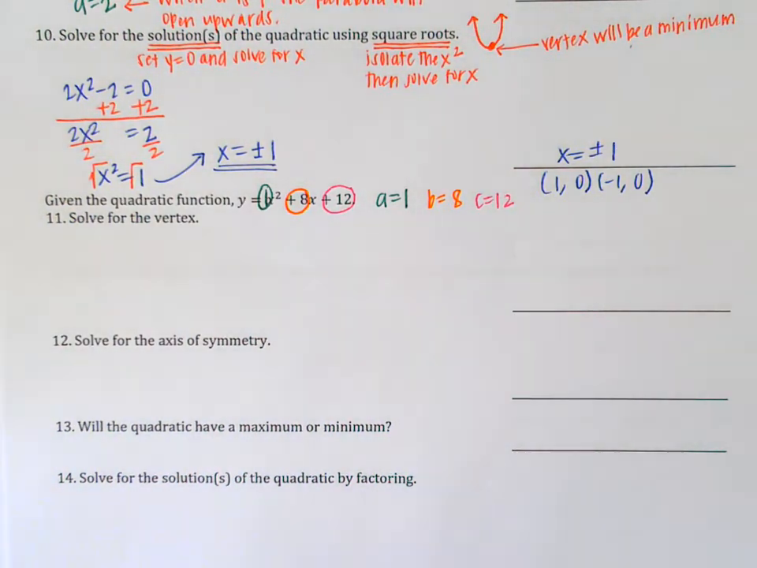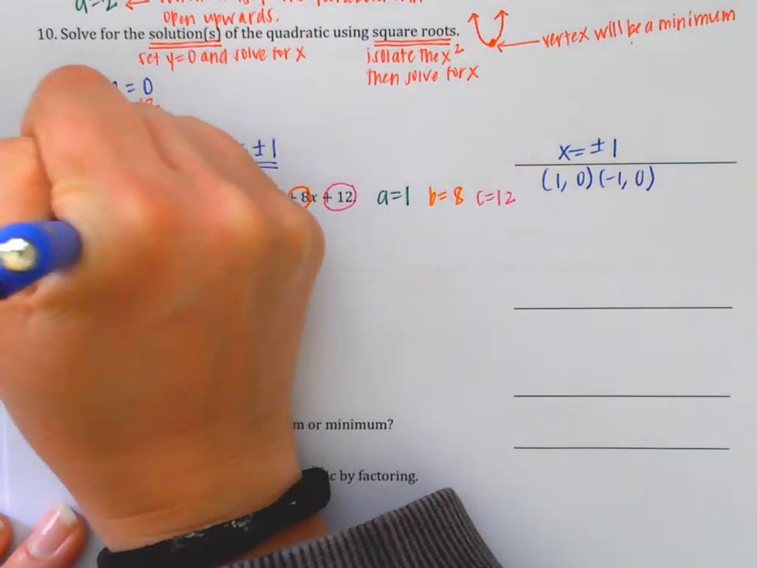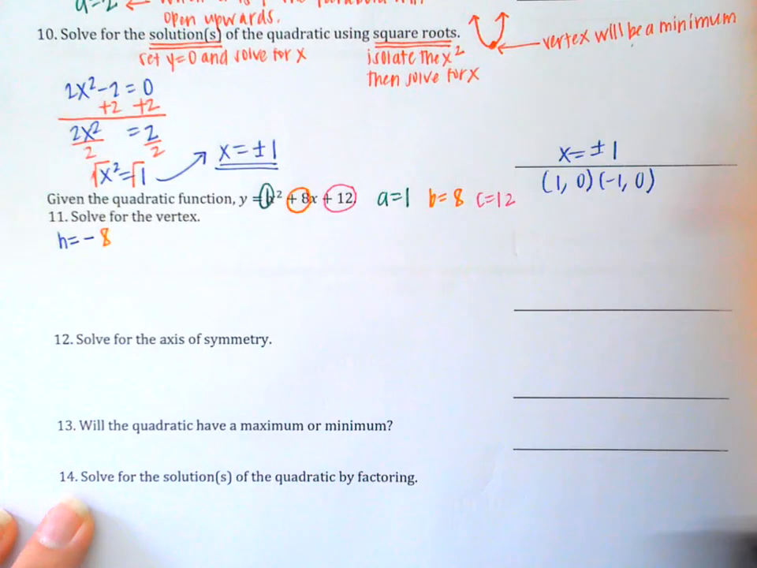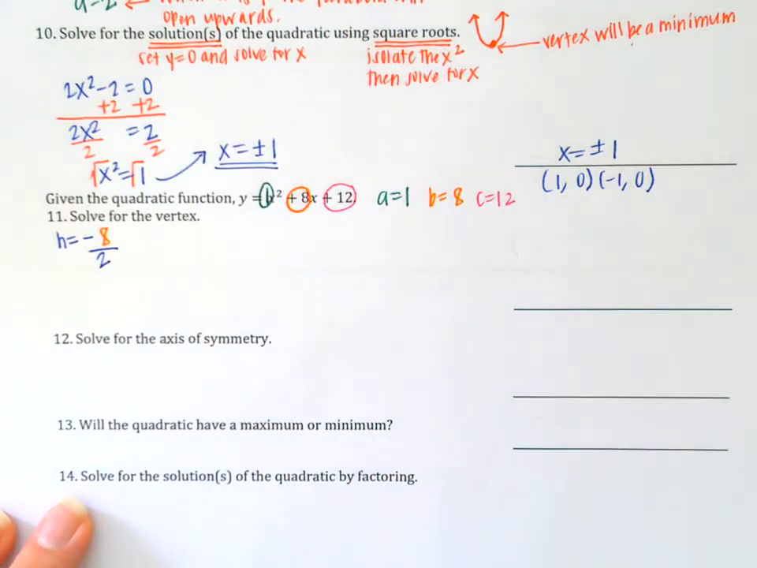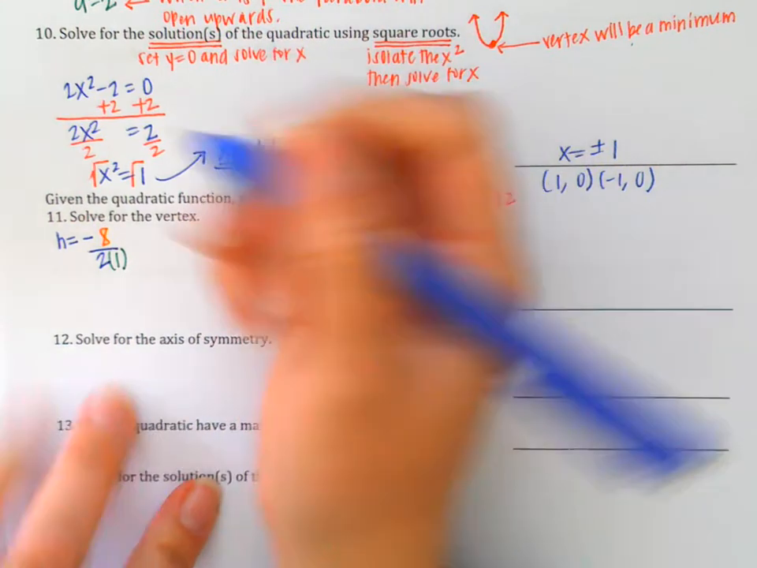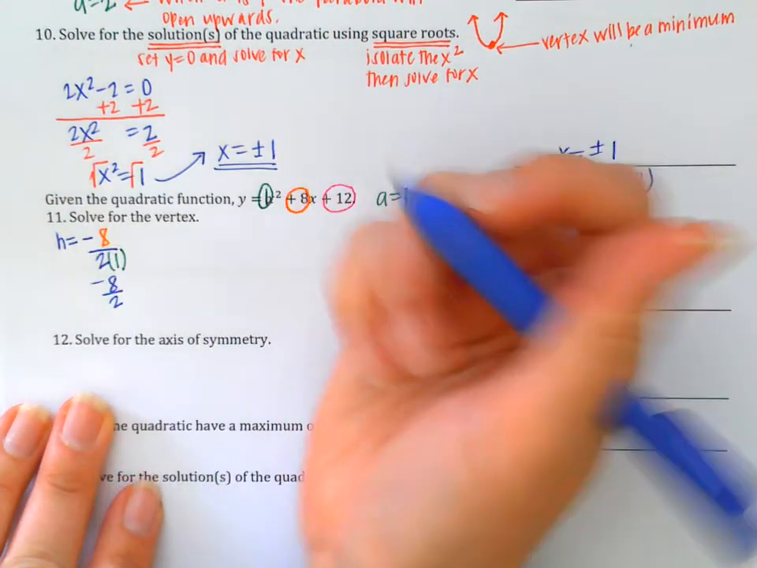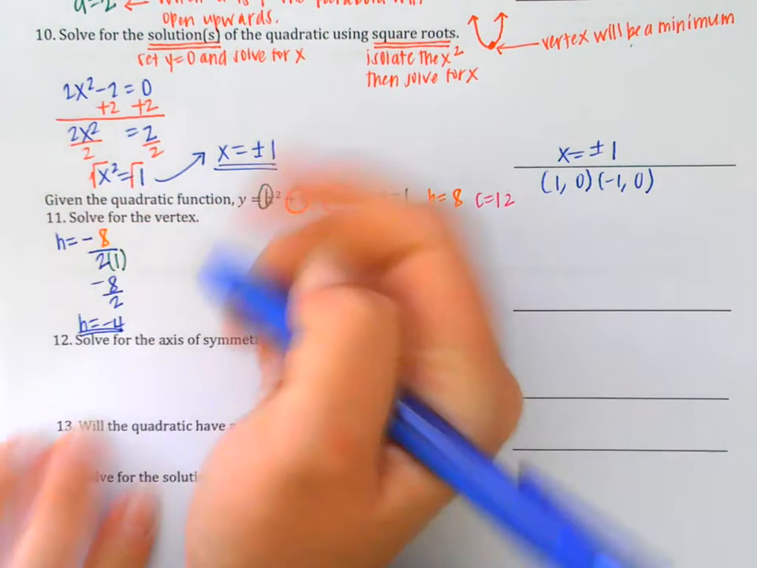Okay, so it says solve for the vertex, so we use our formula, opposite of B over 2A. So H is equal to the opposite of 8 divided by 2 times A, so 2 times 1. And so that gets me -8/2. So -8 divided by 2 gets me an h value of -4.